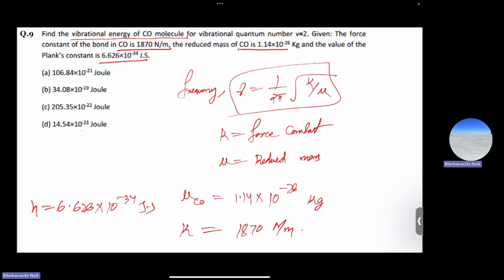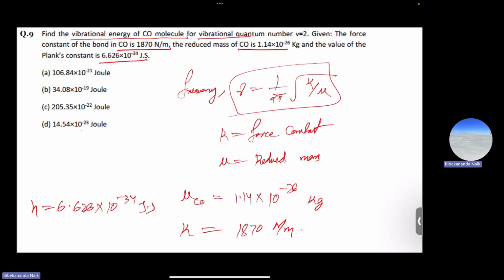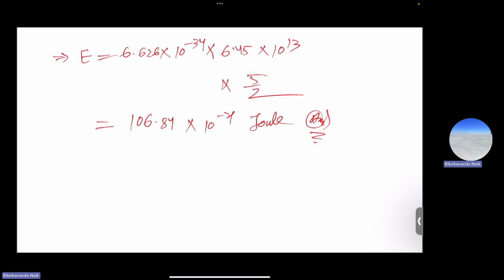So from the given value of reduced mass and force constant, we calculated the value of frequency, and when we put the value of frequency in the expression for energy, because the energy is h nu (v plus half), and for v equal to 2, it is given in the question for vibrational quantum number v equals 2. So if you put v equals to 2, it will come out to be 5 by 2 h nu. So the correct answer will be 106.84 into 10 to the minus 21 joule. So I hope this is clear to everyone.